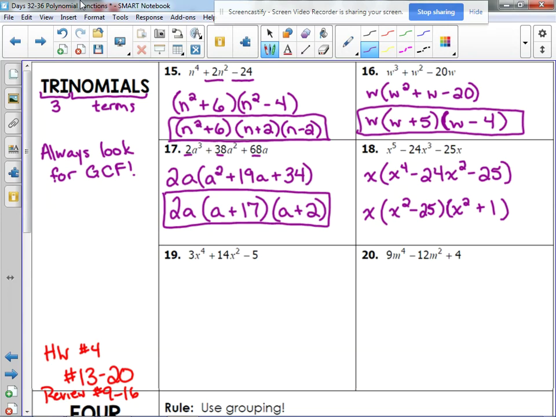Okay, we've got powers that are greater than 1. We should see if something factors further. X squared minus 25 is the difference of perfect squares. X plus 5, x minus 5. X squared plus 1, can't do anything there. Yes, 1's a perfect square, but we cannot do the sum of perfect squares. Perfect squares only work when there is a minus. Plus will not work. So that is fully factored.